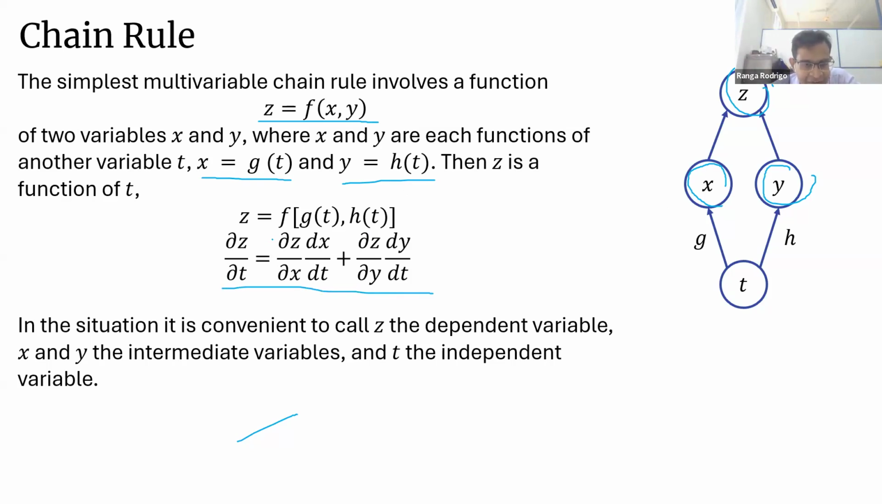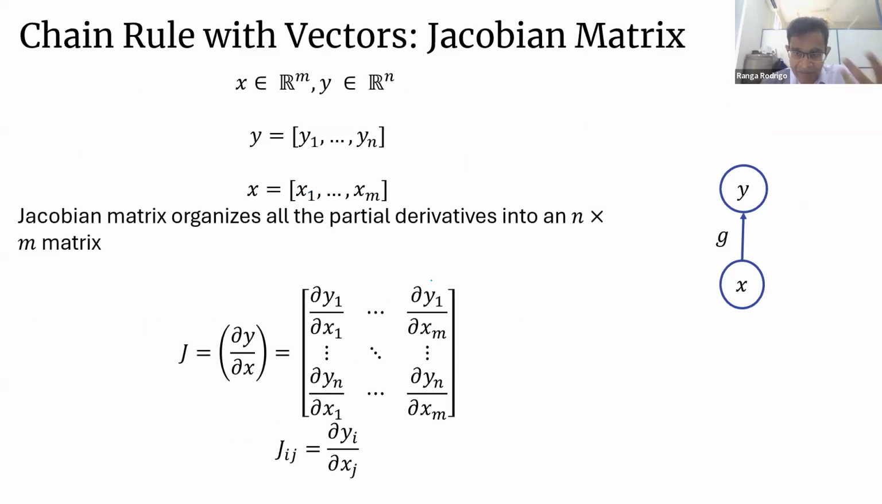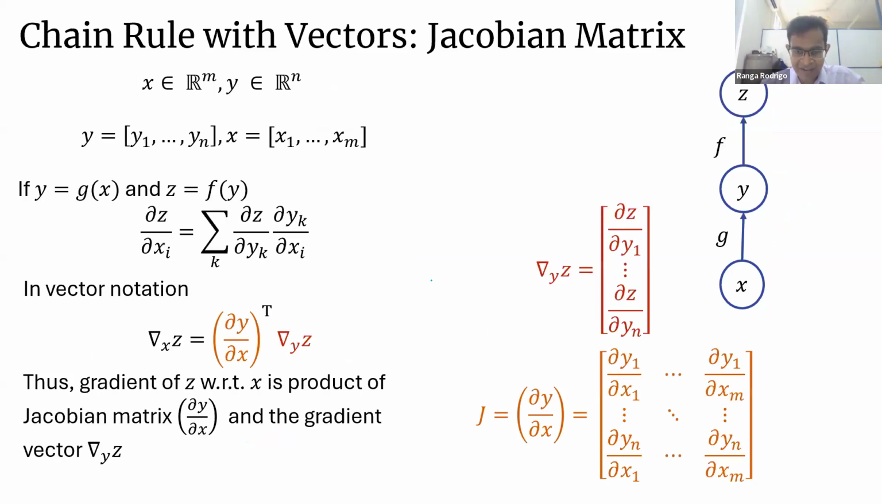Partial derivative of Z with respect to X and dx by dt, plus partial derivative of Z with respect to Y and dy by dt, like that. So you can see, for any composite function, you can write the chain rule. In this situation, it is convenient to call Z the dependent variable, X and Y the intermediate variables, and T the independent variable. This is only an example. There are many more complicated examples, but I will not talk about those.